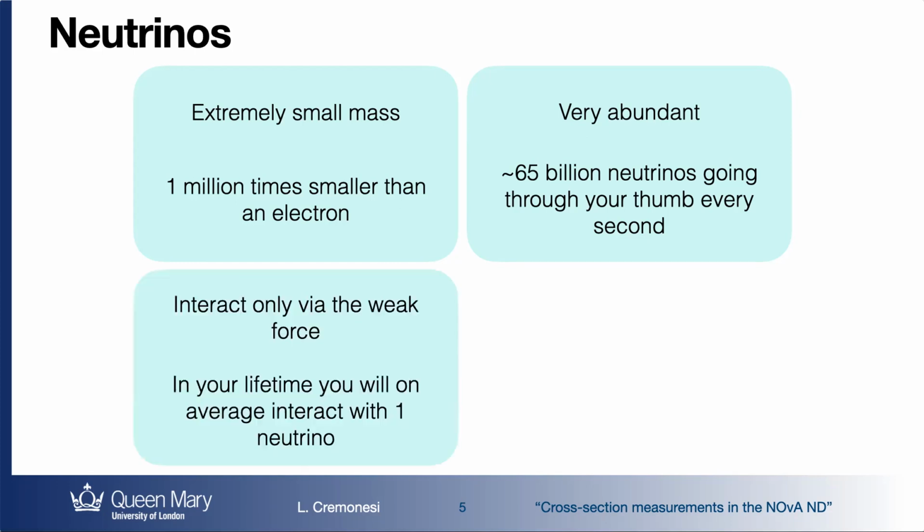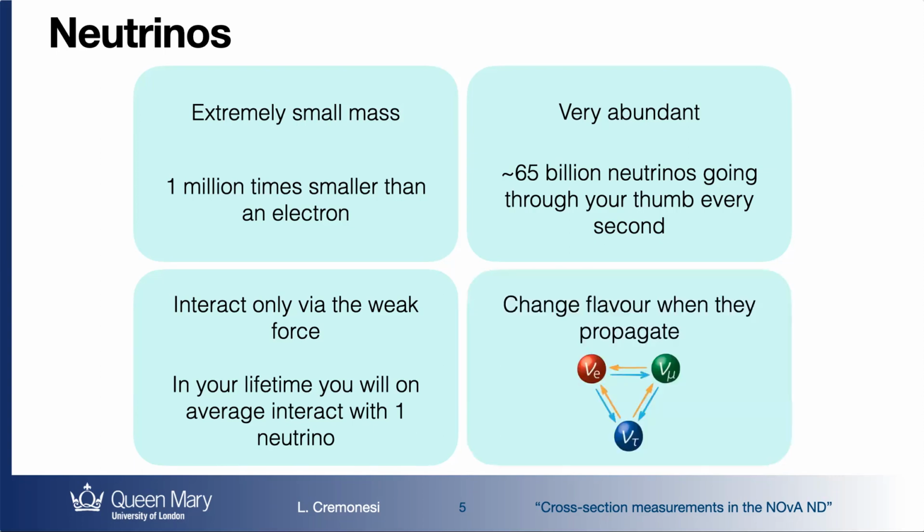But then the other fact that we know about neutrinos is that they only interact via the weak force. So out of all of these trillions of neutrinos going through your body, you can make a calculation and just assume some energy, assume an interaction cross-section, and then you find out that on average, in your lifetime, you'll only interact with one neutrino. Trillions and trillions through your body every second, but on average in your lifetime, you will interact only with one of them. And then the fourth thing we know about neutrinos is that they change flavor when they propagate.